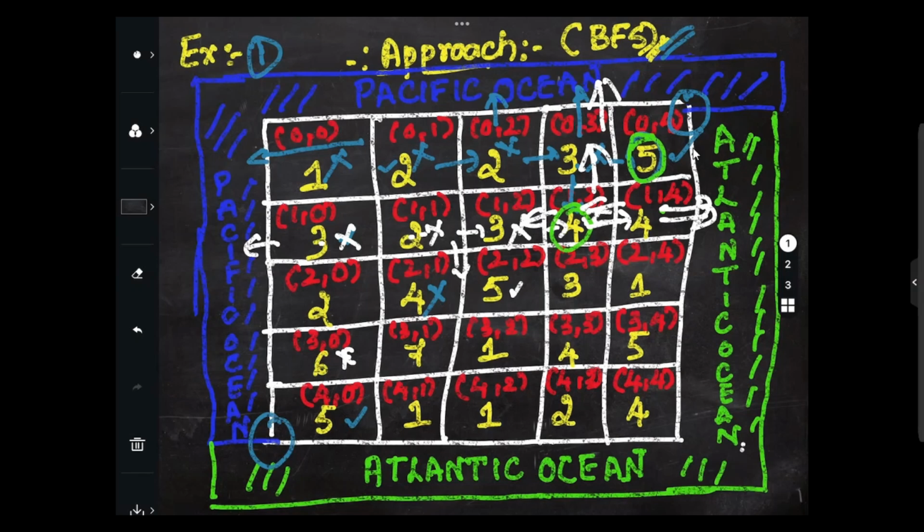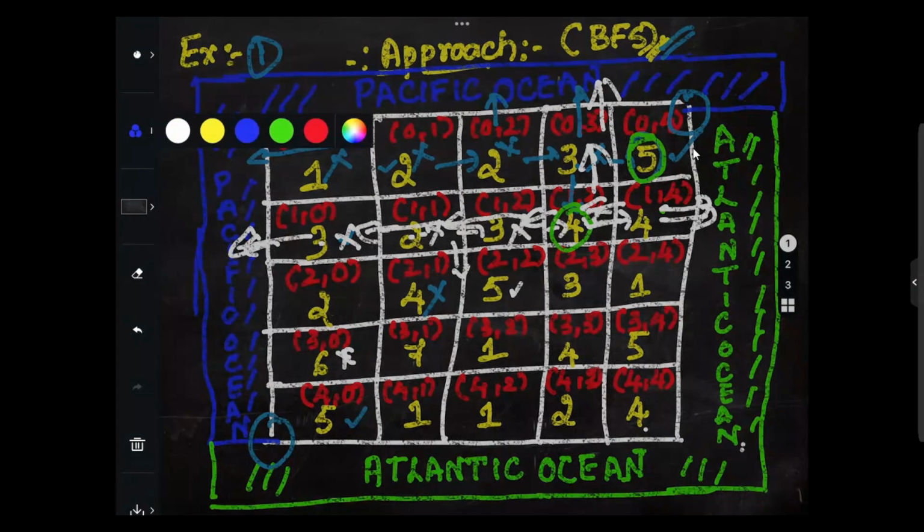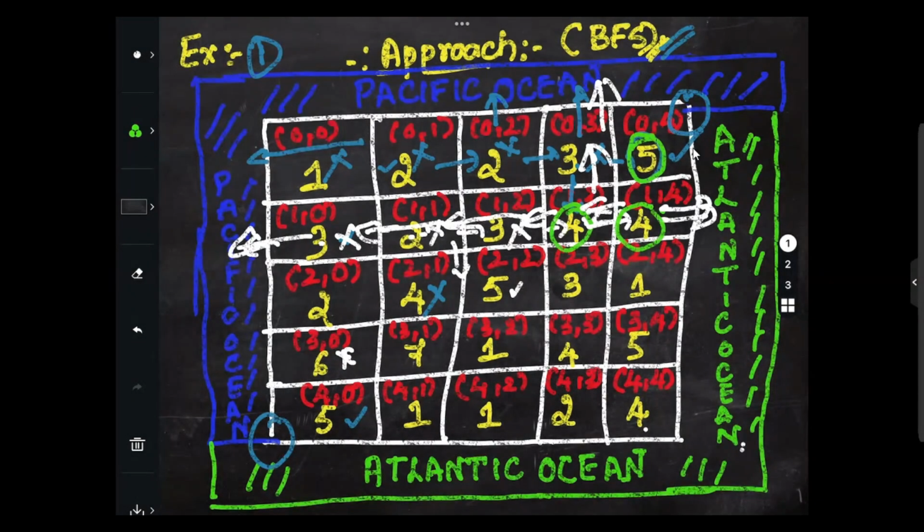3 is less than 4. Next we will move to the next cell. 2 is less than 4. Next 3 is less than 4. So it flows to the specific ocean as well. So we will be considering this cell as well. 1 comma 3 and 1 comma 4 satisfy the condition here.